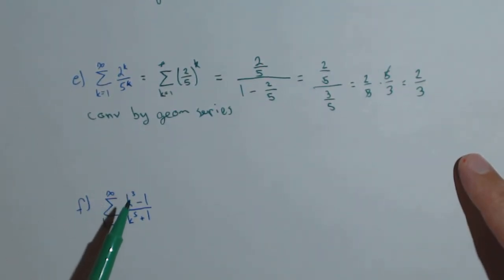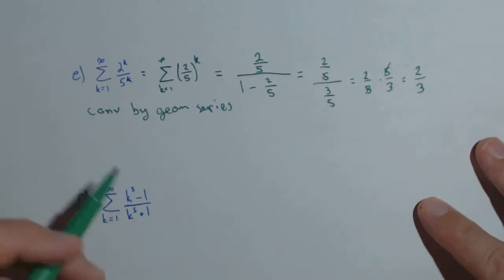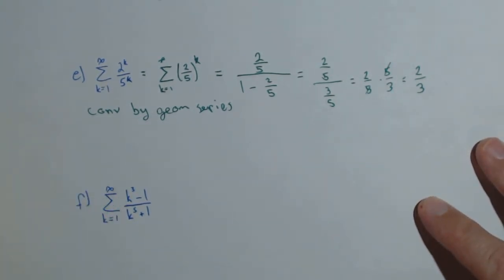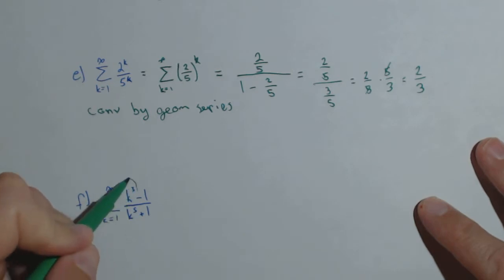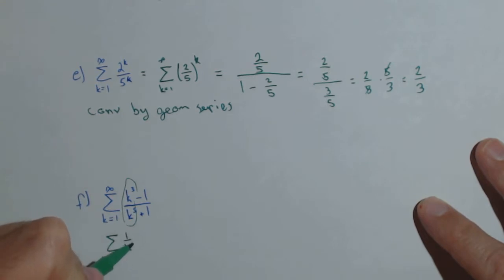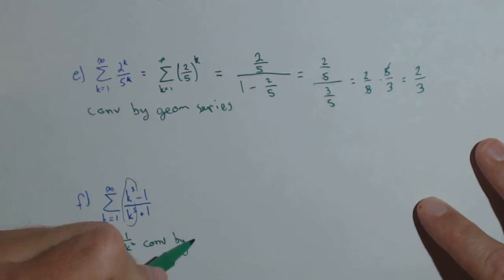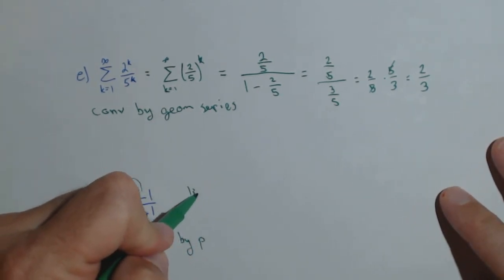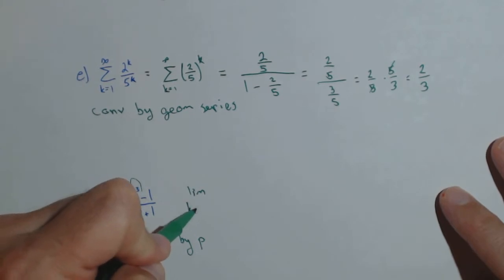Last one here, I have k to the third minus 1 over k to the fifth plus 1. I'm going to look just at the lead terms, and k to the third over k to the fifth reduces down to 1 over k squared. So if I look at that series 1 over k squared, I know that that's a convergent series by the p series. So what I'm going to do is I'm going to do a limit comparison test.